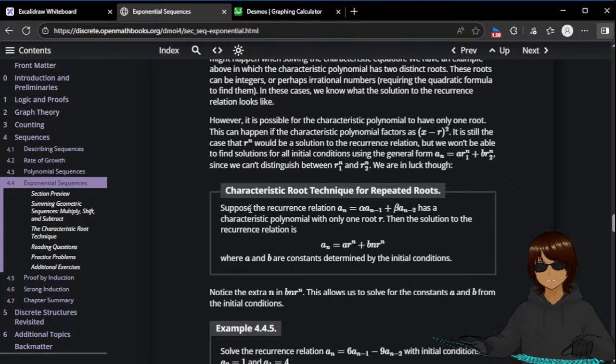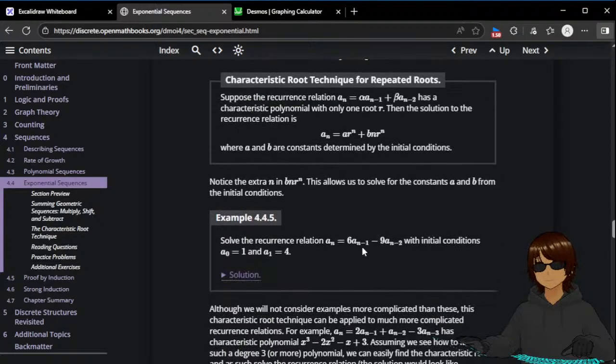We are in luck. Suppose the recurrence relation a_n is equal to alpha a_{n-1} plus beta a_{n-2} has a characteristic polynomial with only one root r, then the solution to the recurrence relation is... I want proofs of this. Notice the extra n in b n r to the power of n.